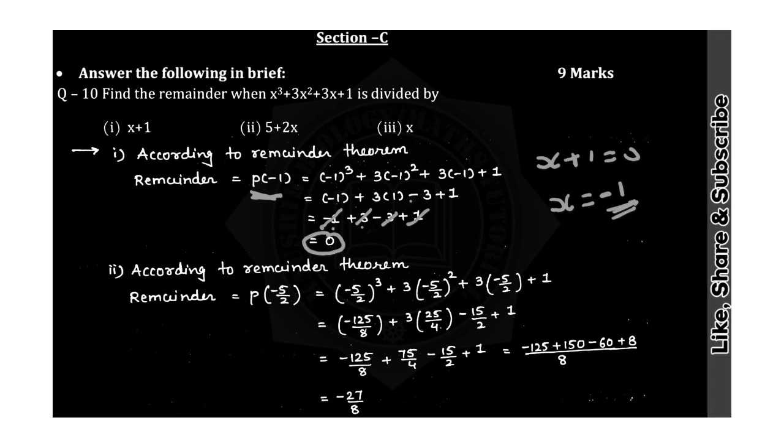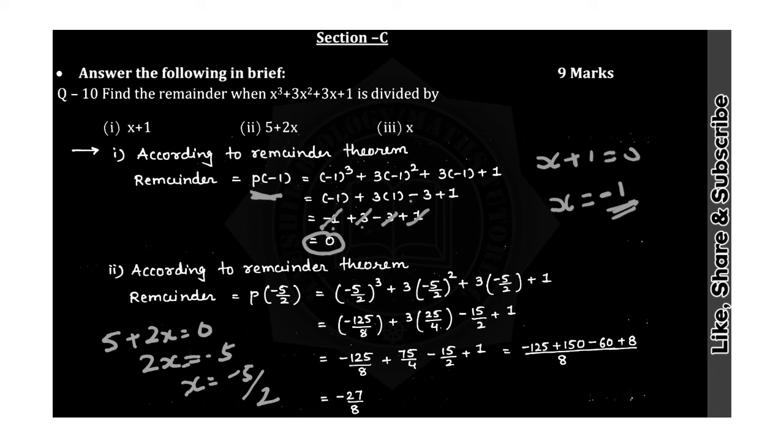Now consider the second one. In the second case your linear polynomial is given as 5 plus 2x. Take this polynomial equal to 0. So plus 5 goes to the opposite side and becomes minus, so 2x is equal to minus 5. And 2 from multiplication goes into division, so x will be minus 5 by 2. Now that value you have to substitute in your polynomial to obtain the remainder.